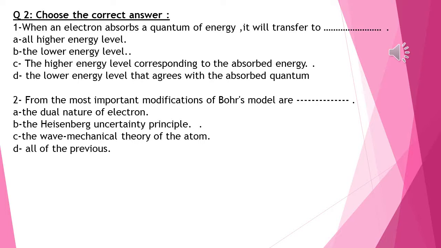Okay. Number 2, the most important modifications of Bohr's model are the dual nature of the electron, the Heisenberg uncertainty principle, and the wave mechanical theory. All of the previous are correct. For sure, all of the previous are correct.